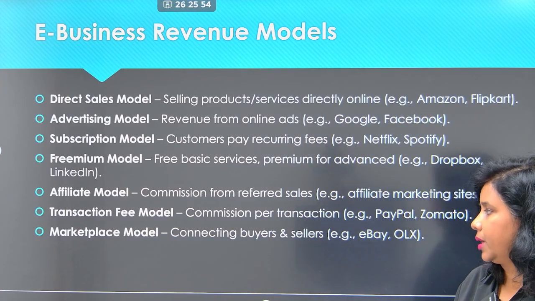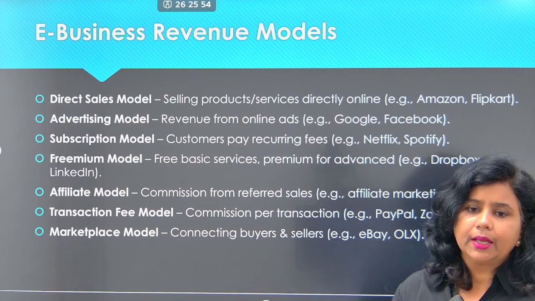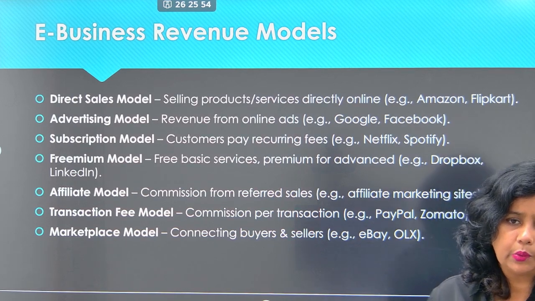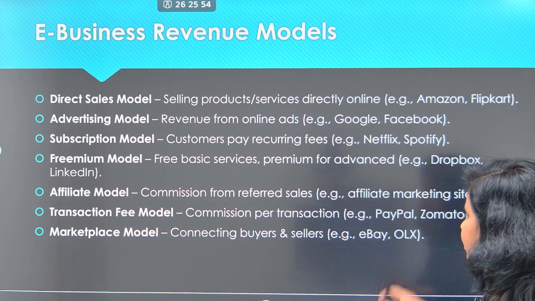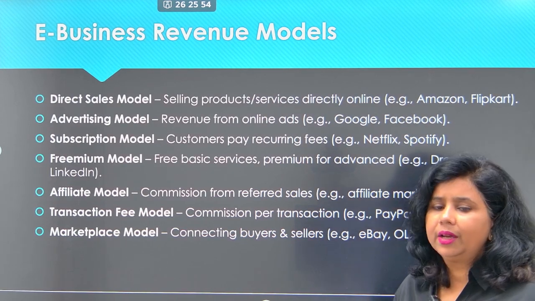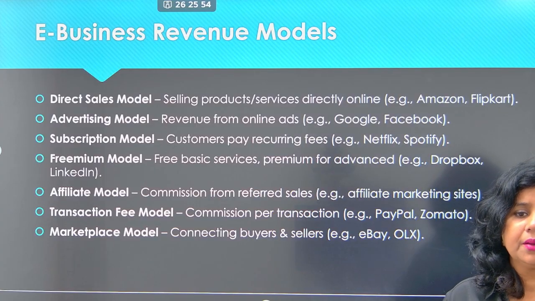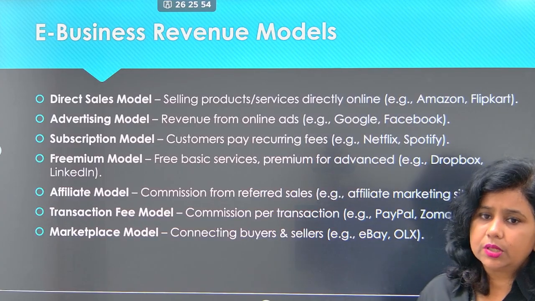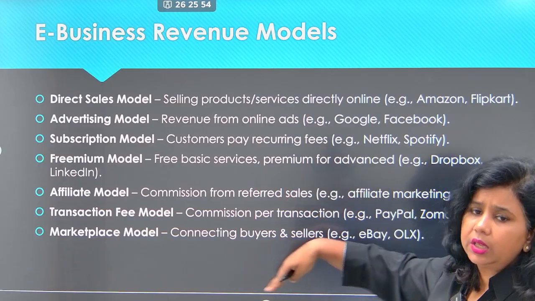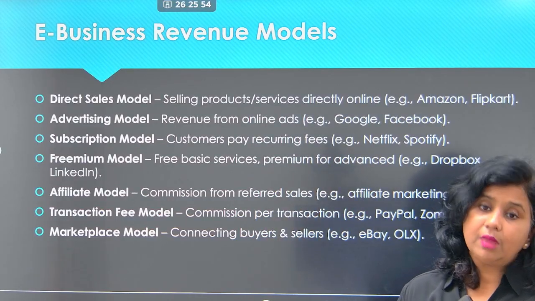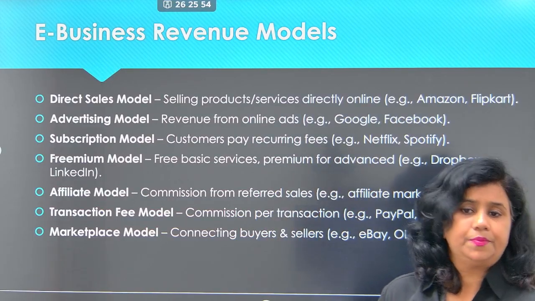And the last one is the marketplace model, where you simply connect buyers and sellers. You must have heard about drop shipping, or OLX or eBay, where buyers and sellers connect and they make money out of it. So these are the different e-revenue models where you can make money out of your e-business.